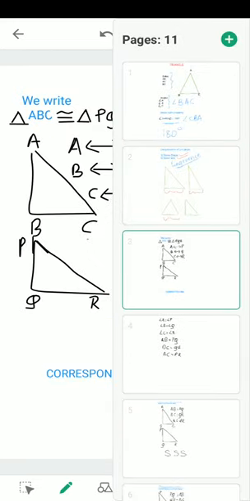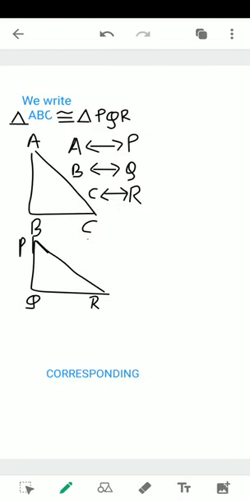Let us move ahead. If triangle ABC and triangle PQR are congruent, we use this notation. It's written something like this. On top of the equals sign, there will be a wave sign. So we can say that triangle ABC is congruent to triangle PQR. It is read like that.